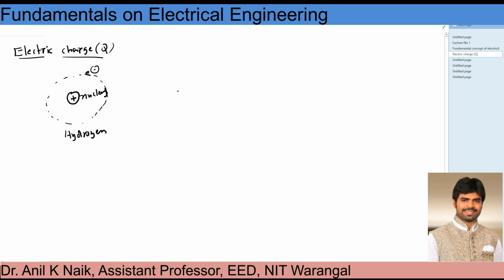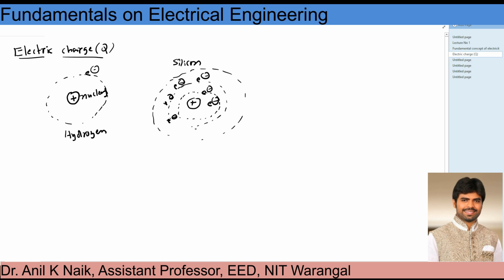And similarly, if you draw the same atom for silicon, this silicon has 3 orbits. So orbit 1, orbit 2, and this is the third orbit, 3 shells it has around it. And in the first shell, we have two electrons. 2 electrons are free, moving. In the second shell, we have a total of 8 electrons.